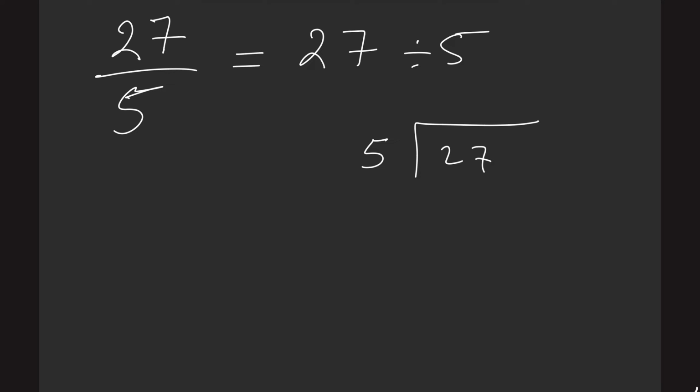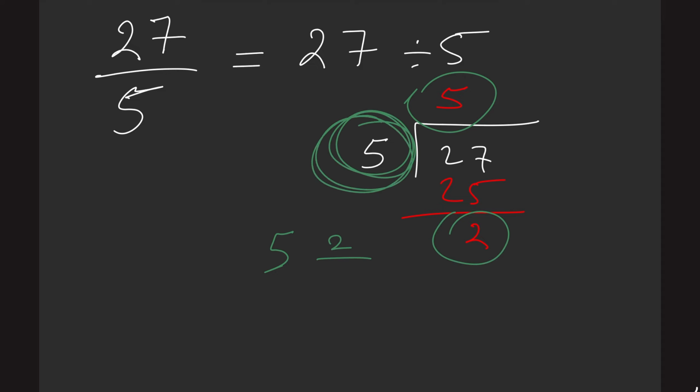And you think of a number that, when we multiply, gives you 27. We don't have one, but we have a near number, which is 5. 5 times 5 is 25. Subtract, we will have a remainder of 2. 5 is my whole number. The 2 is my numerator, and this 5 is my denominator.